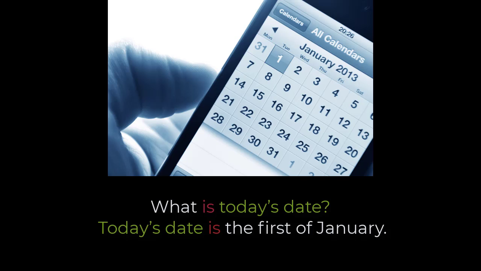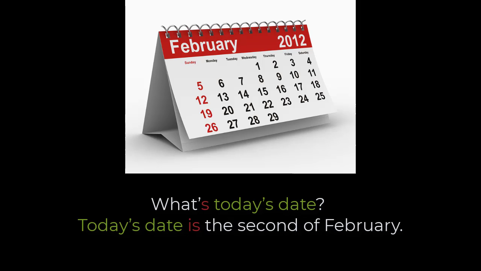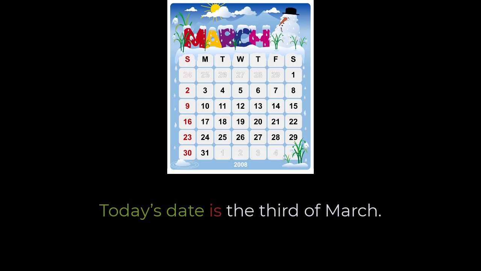What is today's date? Today's date is the 1st of January. What's today's date? Today's date is the 2nd of February. Today's date is the 3rd of March.